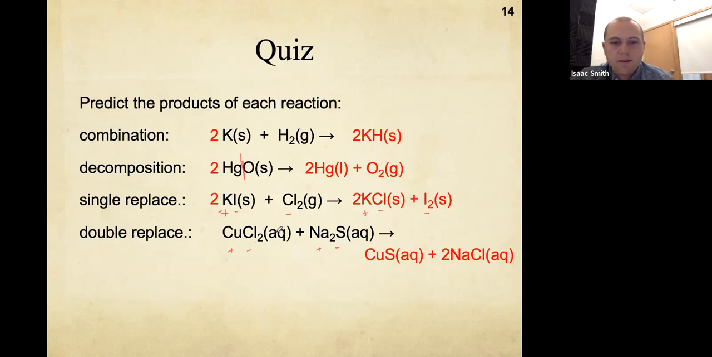And here we have aqueous. Again, when you're drawing out a reaction of salts, generally you'll see aqueous, just because they can't really react in their solid form, right? You can't just mix two salt powders together. They're not really going to do anything. The way to get them to react is to put them in water.